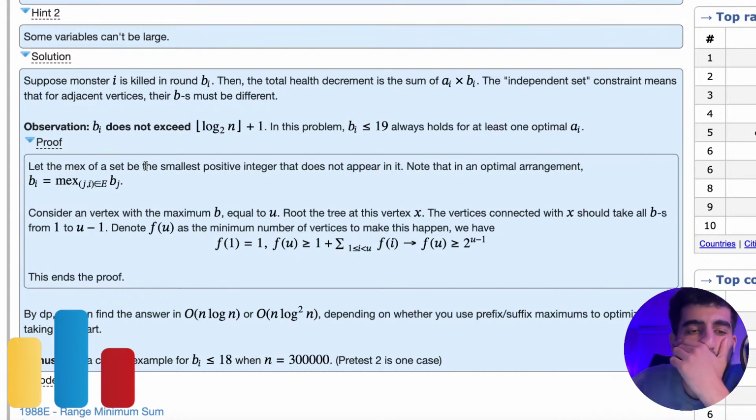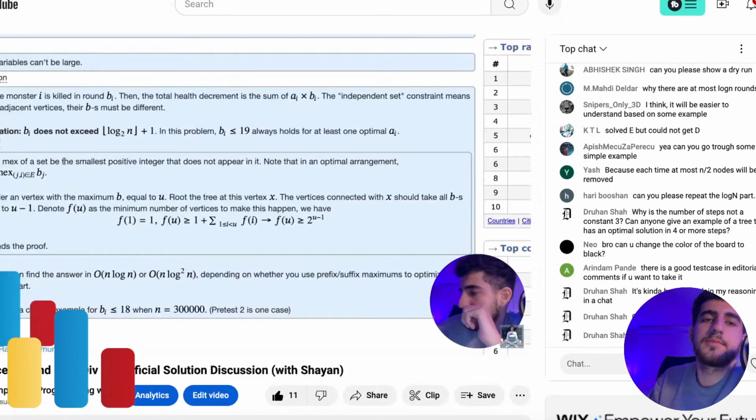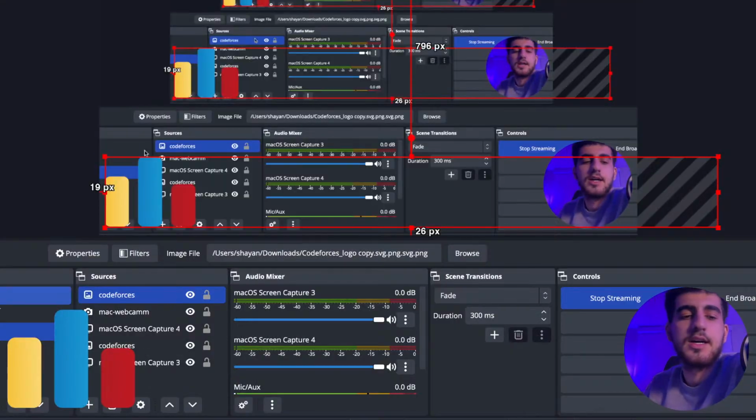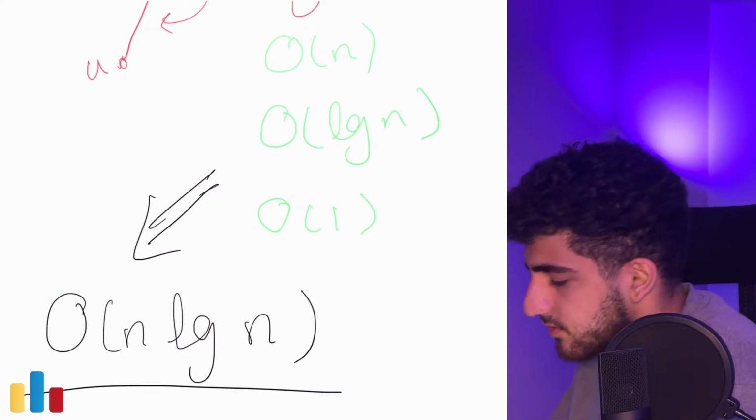Okay, and then consider a vertex with maximum b equal to u. Root the tree at this vertex. The vertex connected with x should take all b's from 1 to u minus 1. Okay. Cool. So if you want, I can tell you the proof that they have for the case where the number of steps is at most log n.